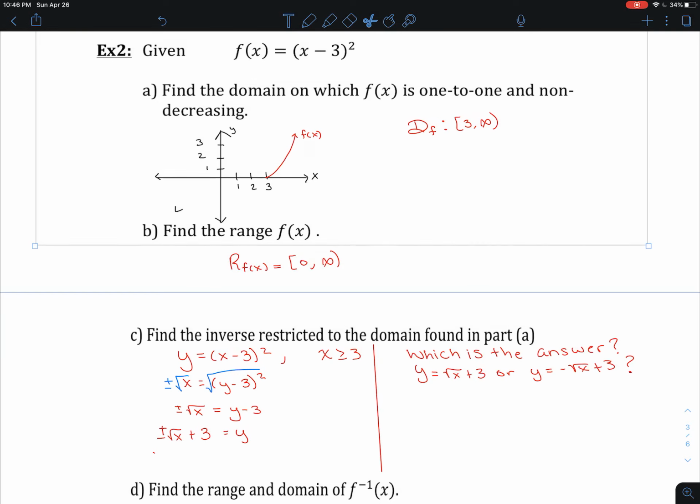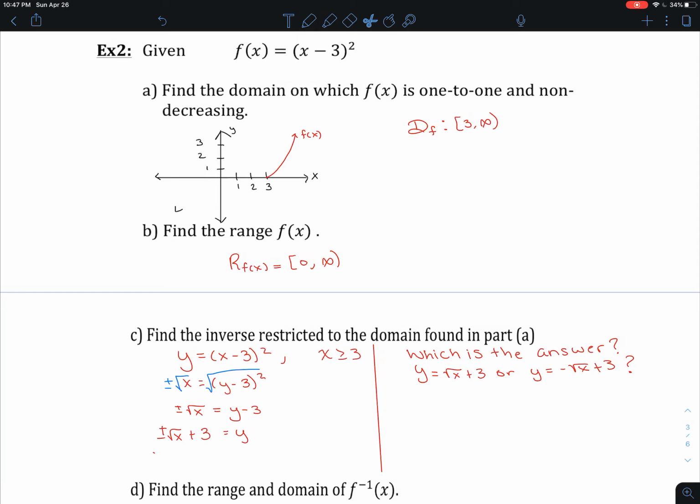But we have two answers. So which is the correct answer? Is it y equals square root of x plus 3, or is it y equals negative square root of x plus 3? Well, there's a few ways to do this. One way is by looking at our restricted domain. So we have x is greater than or equal to 3. That means that the range of the inverse function is y greater than or equal to 3.